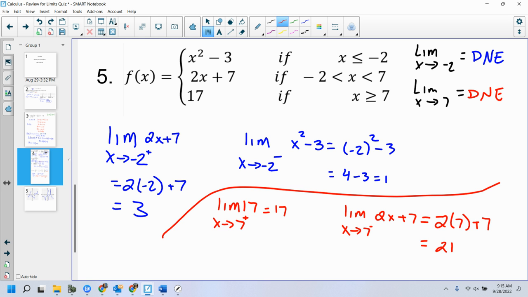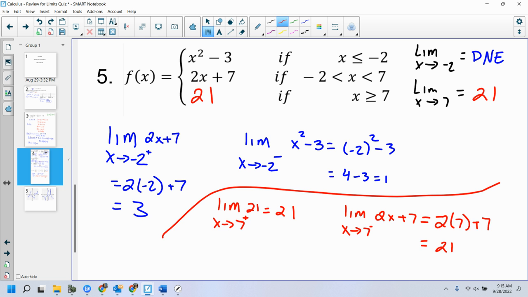But you get the idea, though. If I changed this problem, which I will for my next period class, what would I make that to make the limit exist? 21, right? If I had just made this 21, well then that would be really quite easy. That would flip that to be 21. And then we would say, oh, good, the limit matches from the left and the right. So therefore, the limit would be 21. Does that make sense? Yep.